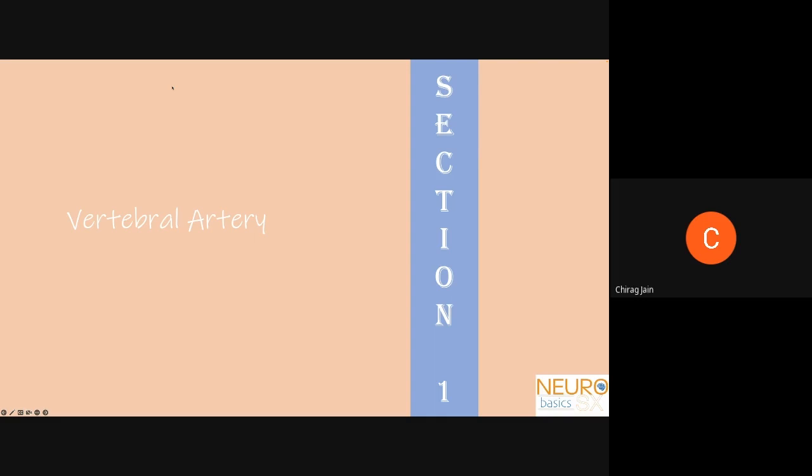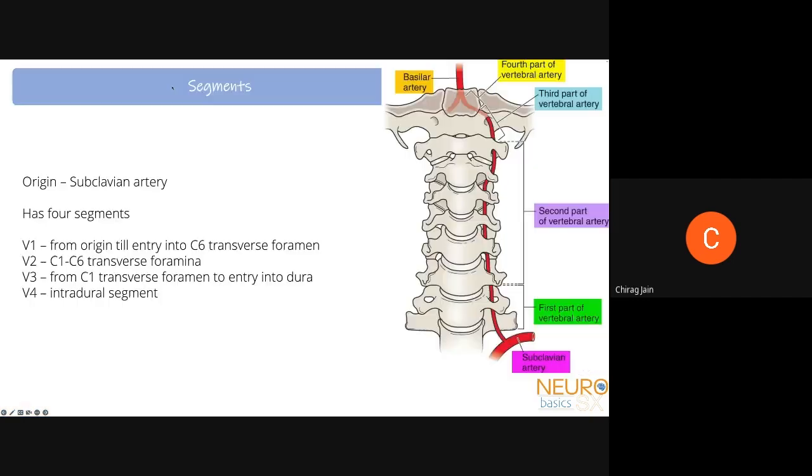So starting off with the anatomy of the vertebral artery. The vertebral artery originates from the subclavian artery, and it has four very well-known segments. The V1 is going to arise from the subclavian artery, and it is going to enter the C6 transverse foramen. So that is the V1 segment.